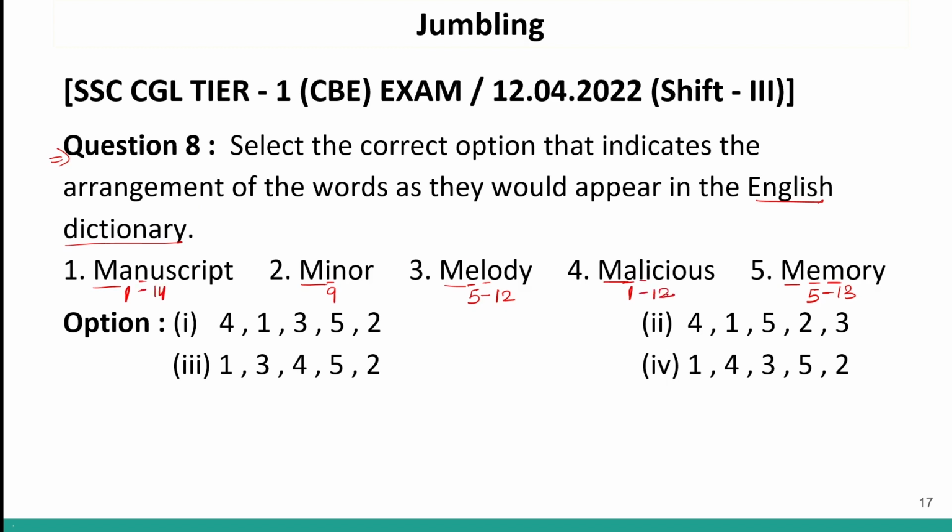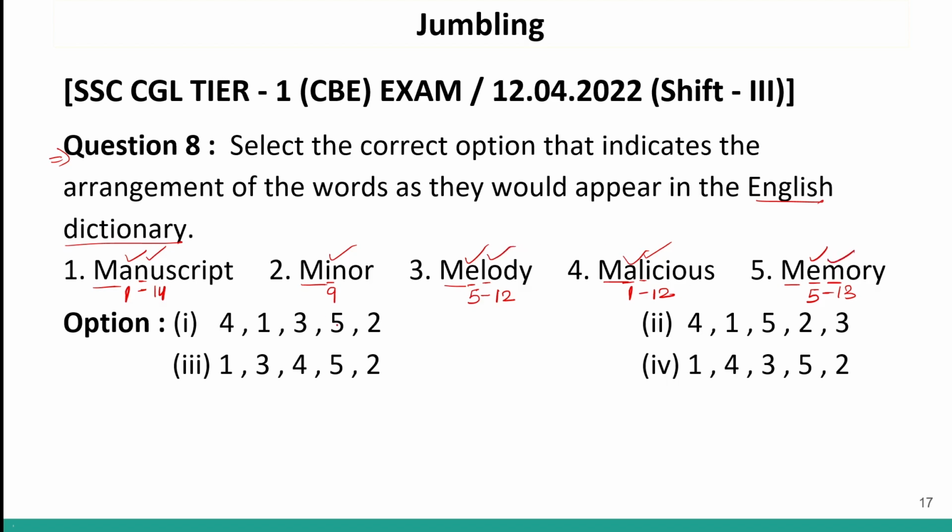which is 12. Clear? So first we looked at the first letter M, which was common. Then we looked at the next letters over here, A, I, E, A, and E. Then we looked at the next letter after A in manuscript, which was N, which was 14, and over here we had L, which was 12. Similarly, we looked at the letter after E in melody and memory, which was L, 12, and M, 13.